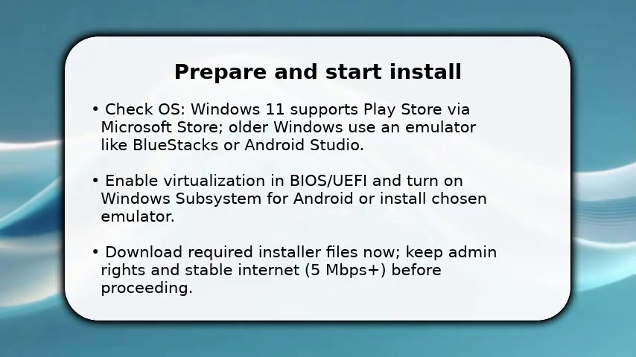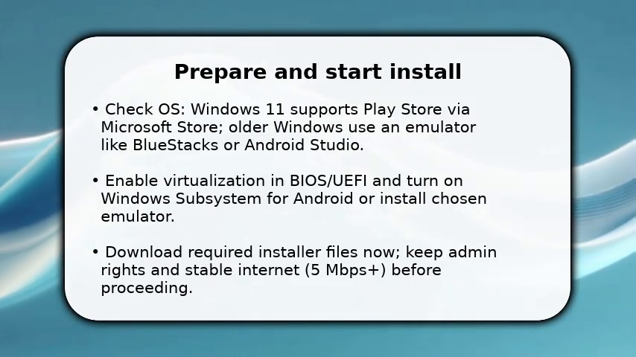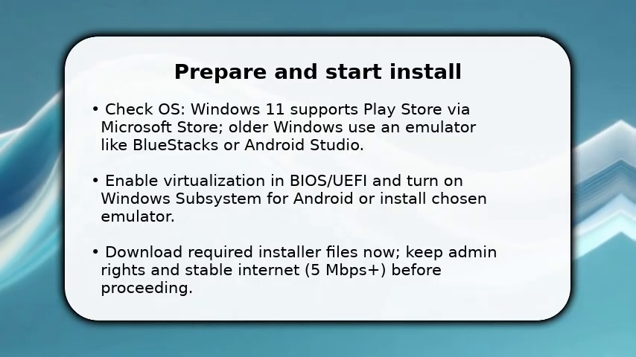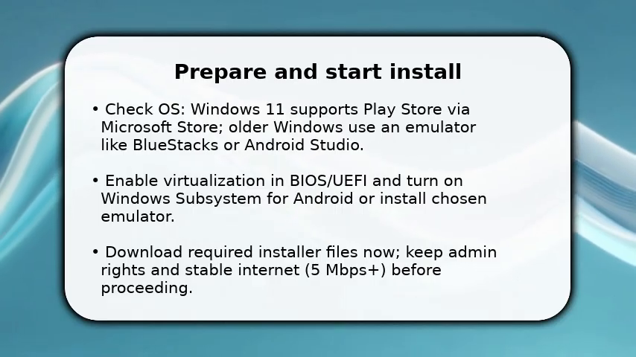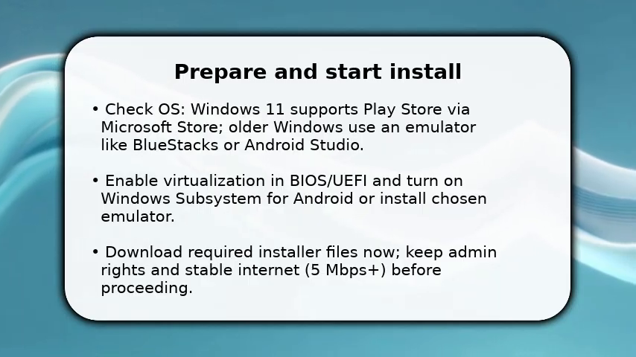Enjoy the video. You'll begin by confirming your path, Windows 11 or an emulator. If you have Windows 11, enable virtualization in BIOS and then open Settings to install Windows Subsystem for Android. If you're on older Windows, download BlueStacks or Android Studio and run the installer as admin.